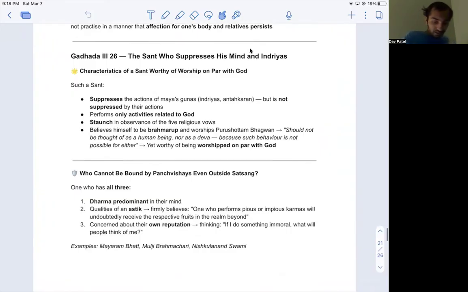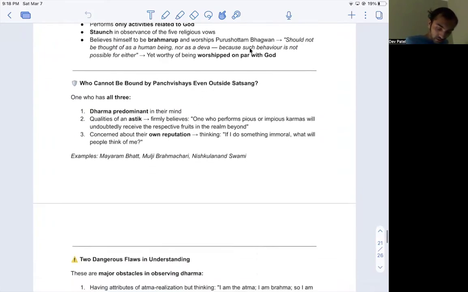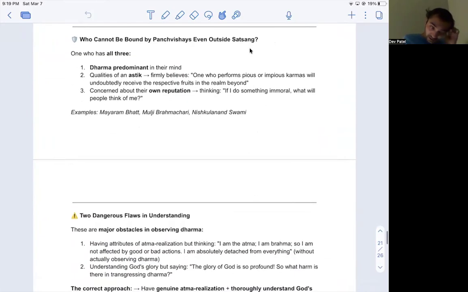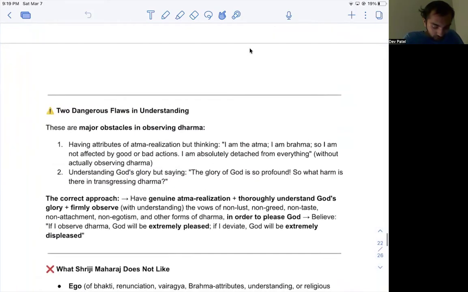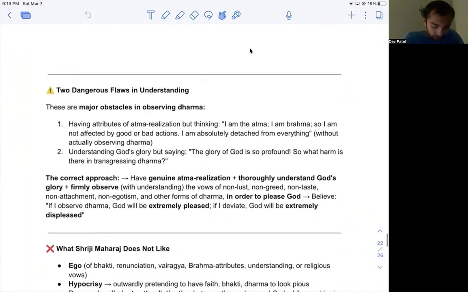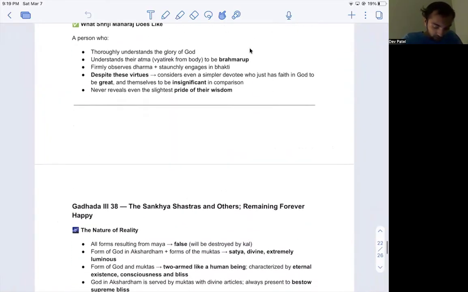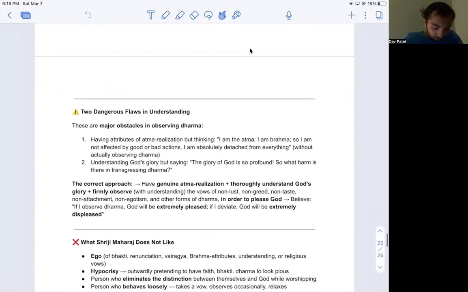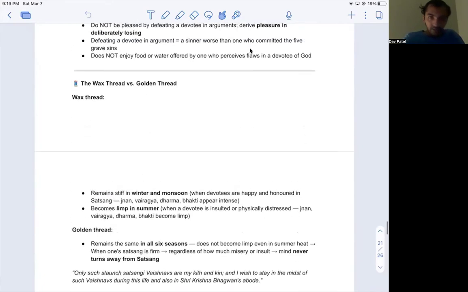Go 326. So it suppresses mind and indriyas, suppresses actions, manas gun predominant, dharma predominant, qualities as thick, too dangerous flaws in understanding, major obstacles to observing dharma. It's not like ego, hypocrisy. Understanding God's glory. All right, we'll stop there.